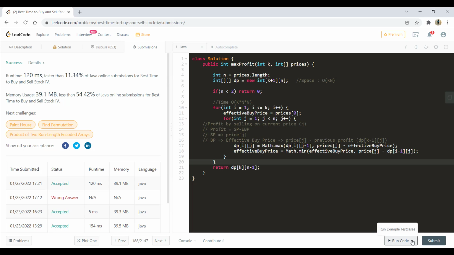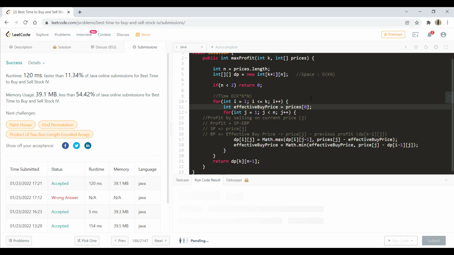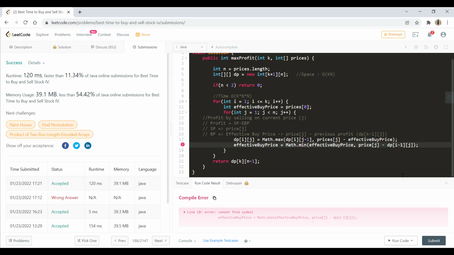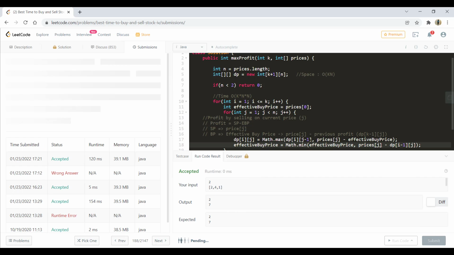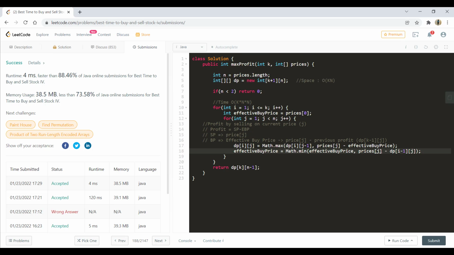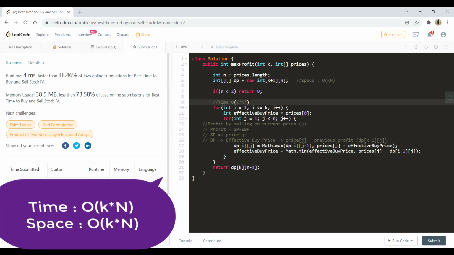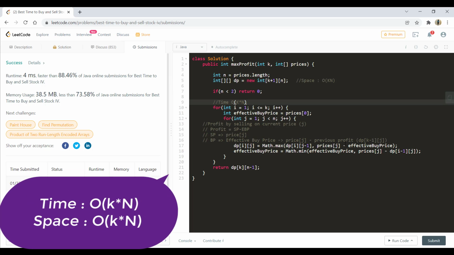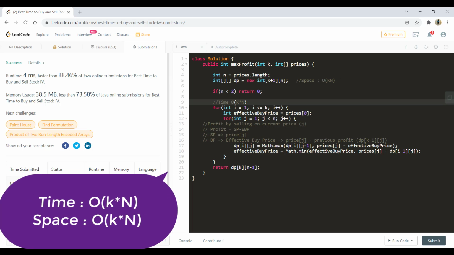So let's run this code again, and I forgot to initialize it as int. Let's run it. It gives a perfect result. Let's submit this, and it got submitted. Now, what is the time complexity for this? The time complexity for this one is O of k into n, because we have removed the helper method, and the space complexity is O of k into n as it was earlier.